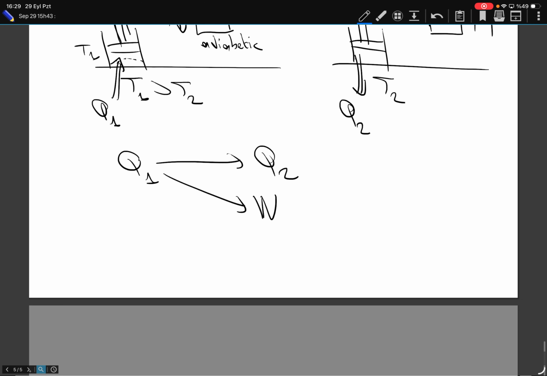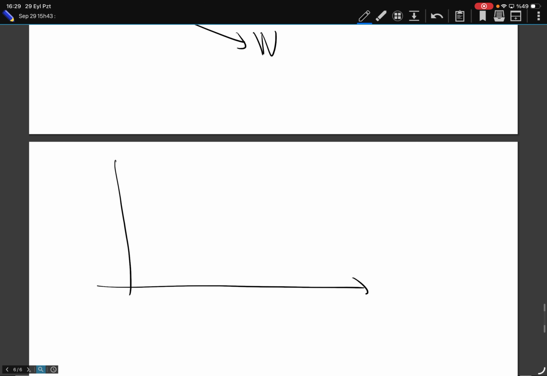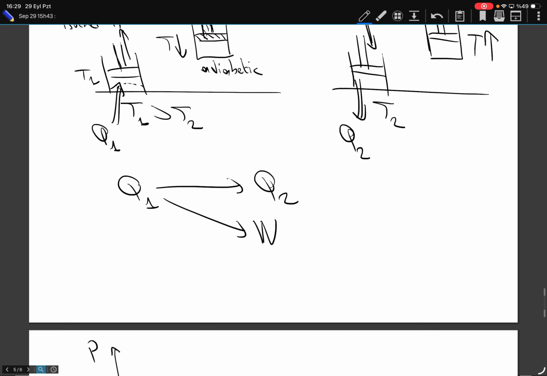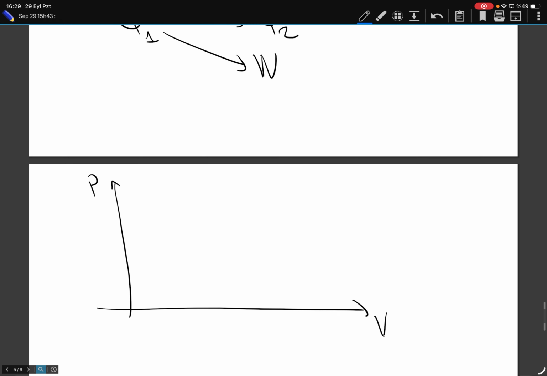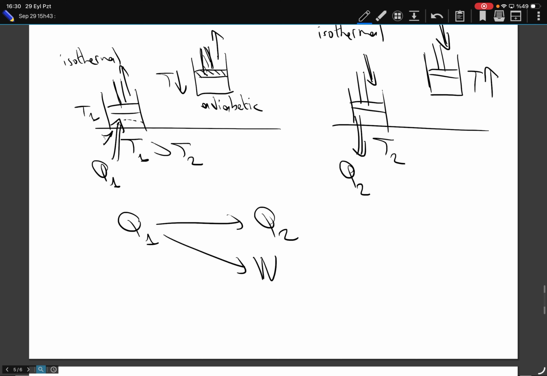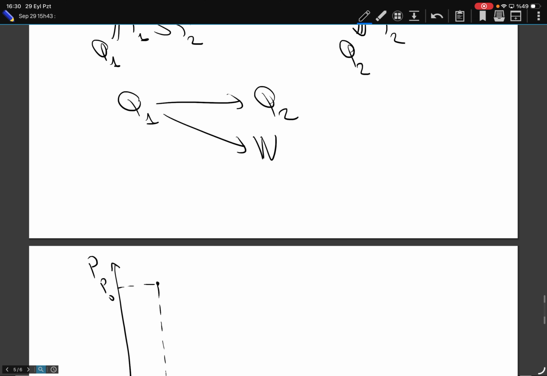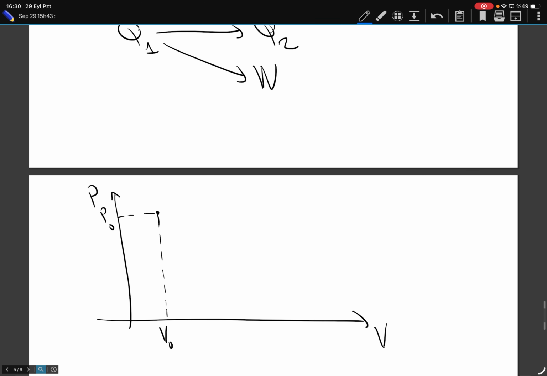If I draw the PV diagram for this process, at the first stage it is at a high temperature and small volume, so its pressure should be high. So I start with a high pressure, let's say this is P0, and small volume. Then I let it expand isothermally. In an isothermal process, PV is constant. So this is the isothermal expansion.